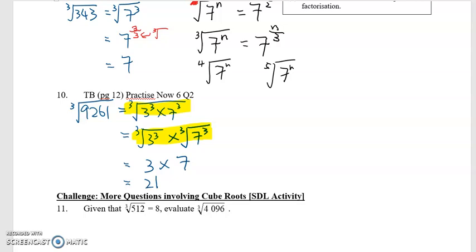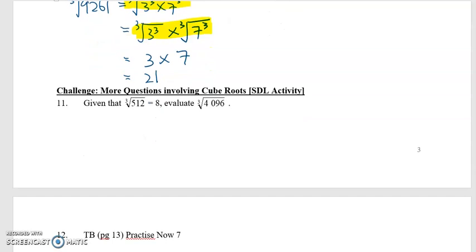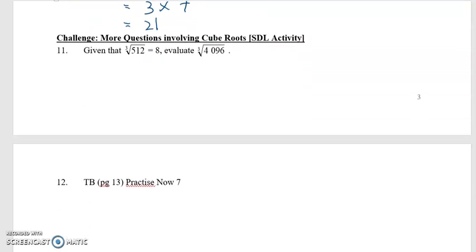Okay. Now I want you to take some time to try the challenge questions. In this case, we do have one. Given that the cube root of 512 is 8, we want to evaluate the cube root of 4096. So I'm going to try and link 512 with 4096.